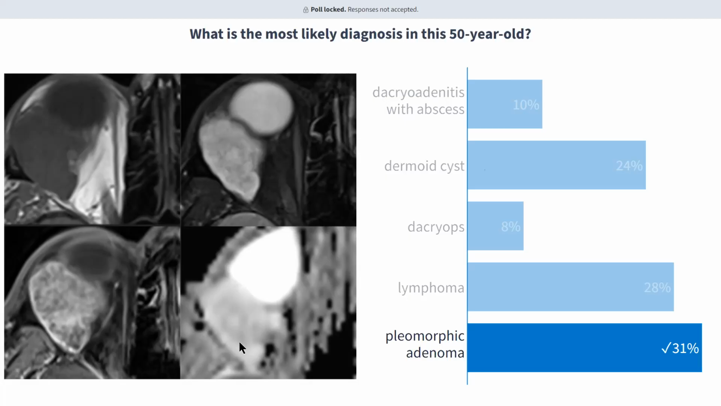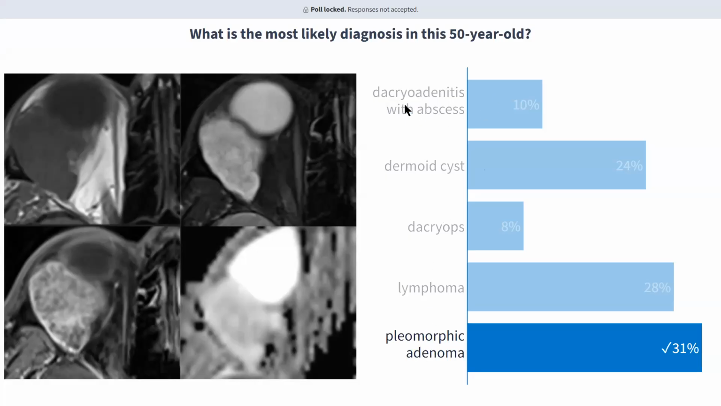Now, lymphoma would be expected to have a much lower ADC value because it's a small round blue cell tumor. It's very densely packed. It restricts diffusion much more than other tumors. A dermoid cyst would not have so much internal enhancement. Remember, the contents of it are just slopped-off debris, and so the internal aspects would not have this vascularity to it. So this is more of a solid mass. And so of these choices, the most common neoplasm of the lacrimal gland is going to be pleomorphic adenoma.